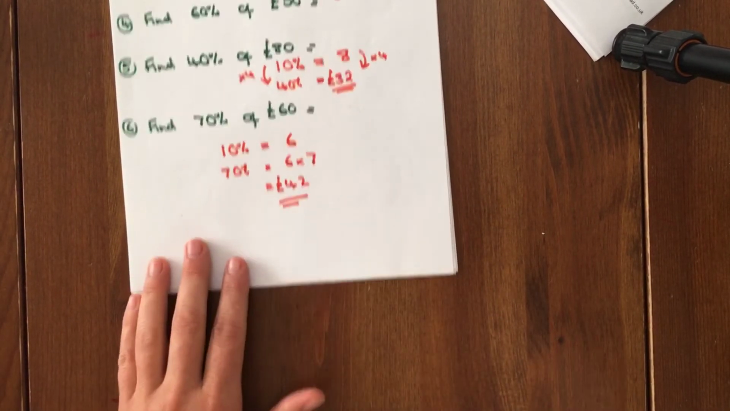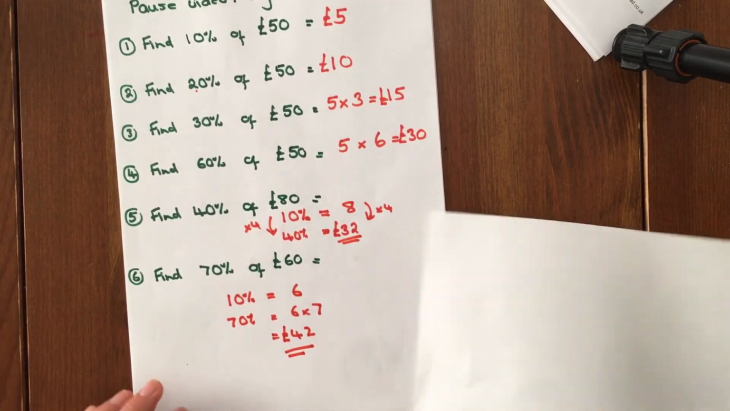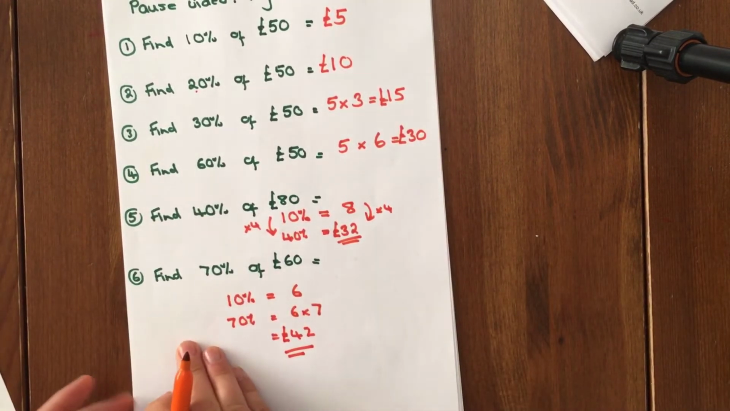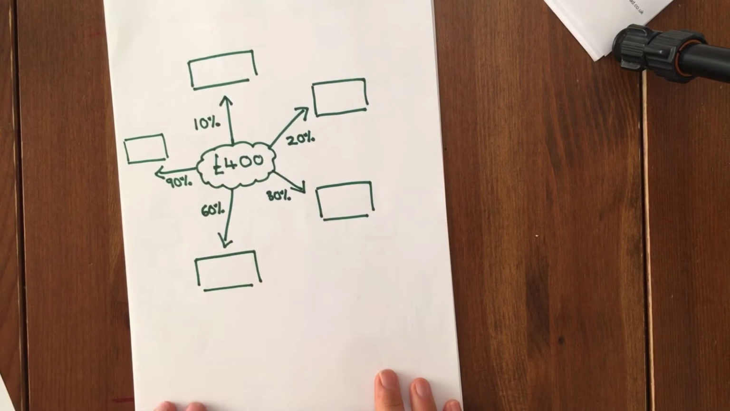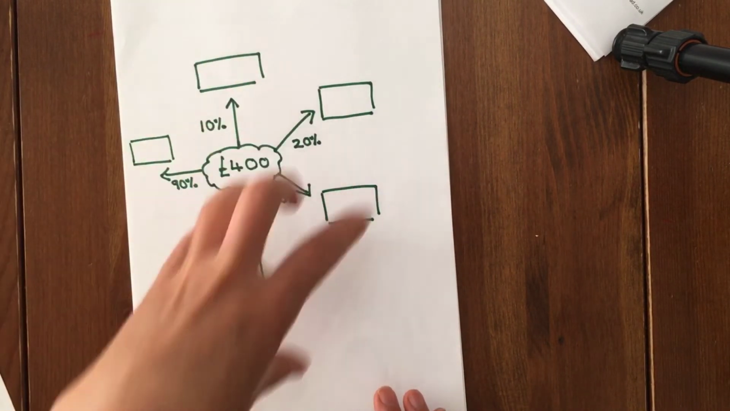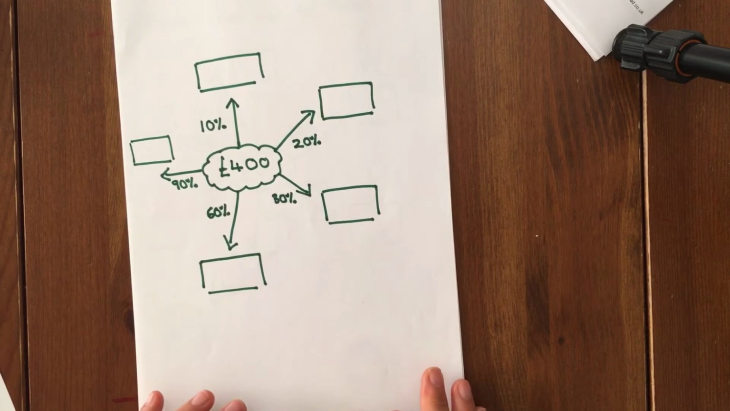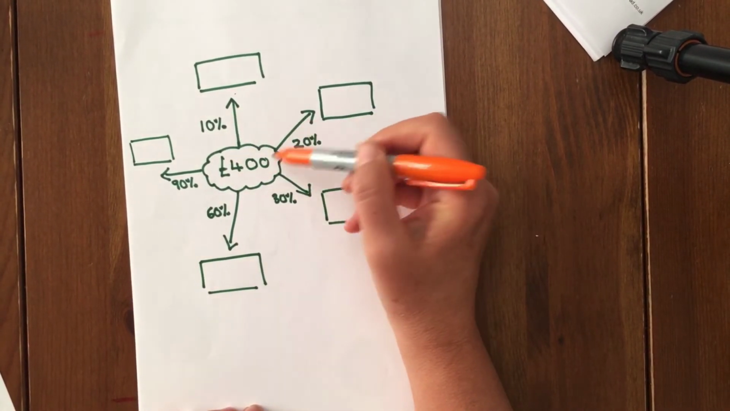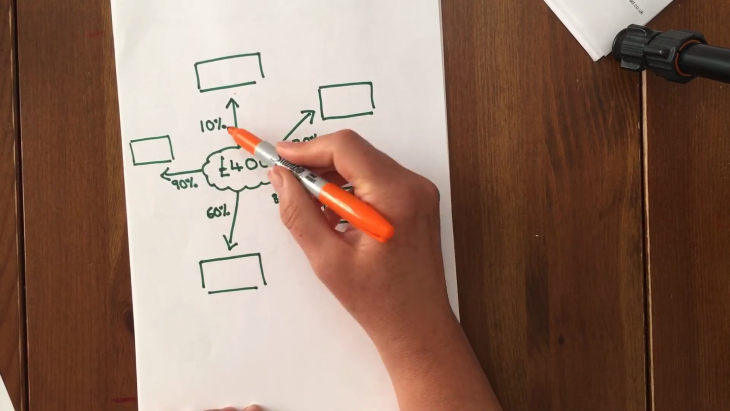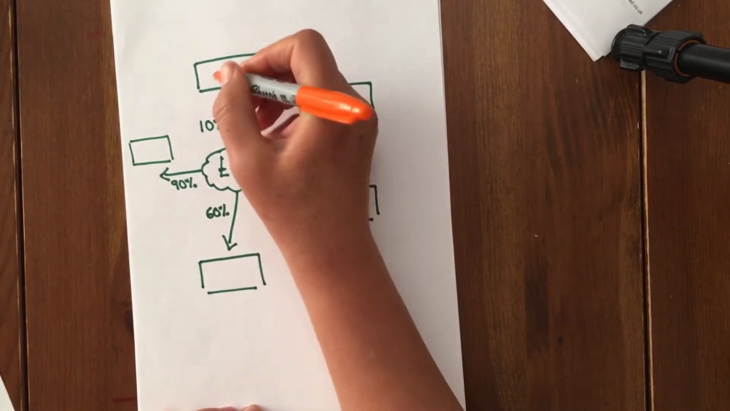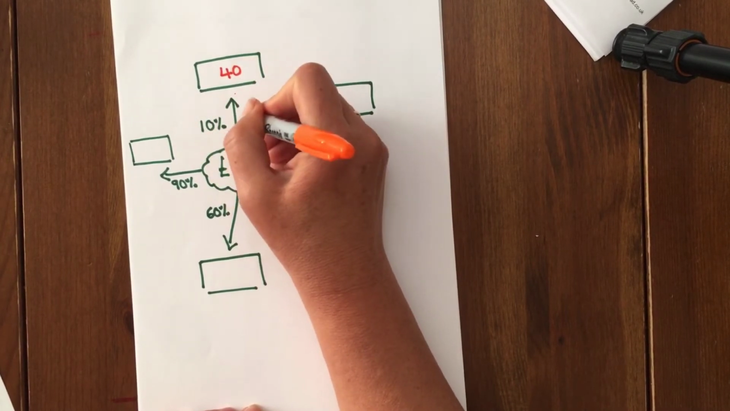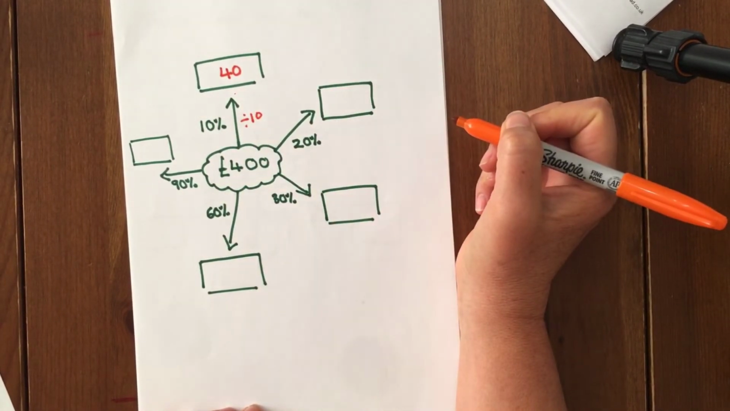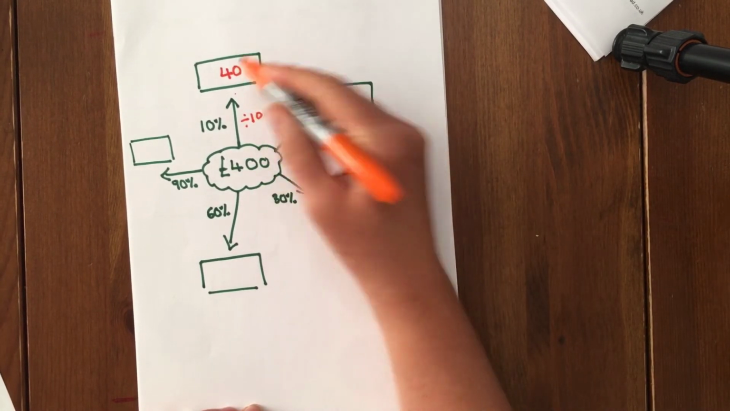Okay, so well done on finding 10% of amounts. Excellent work. Okay, so the next part. I'm going to look now at filling in this kind of spider diagram, kind of like a brainstorm. You can just listen to this one. So, I've got £400 in the middle and I want to find each of these percentages. So, 10% of 400 is 40. How do I find 10%? I divide by 10. 400 divided by 10 is 40.